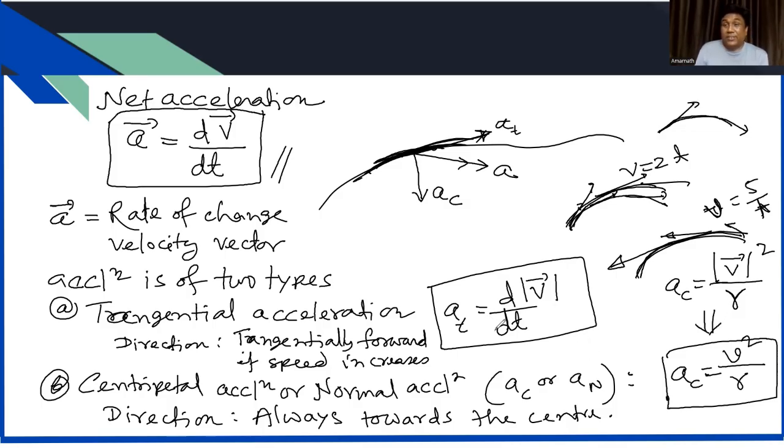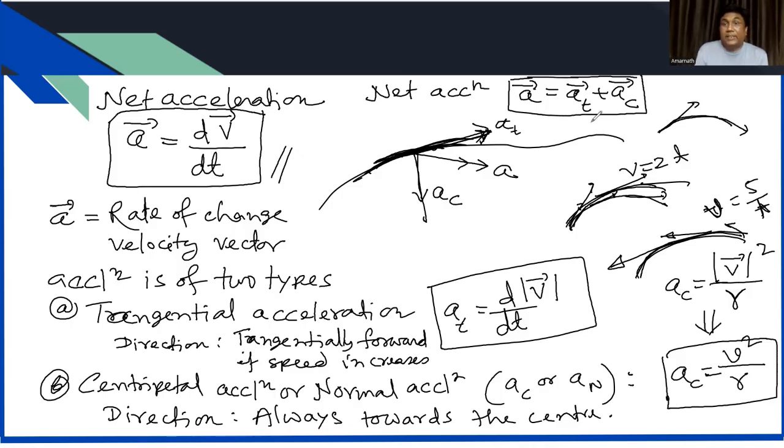And direction of acceleration, centripetal acceleration is always towards the center, okay? So net acceleration can be written this way also. Net acceleration, A vector is equal to AT vector plus AC vector. Okay, you please write this also. Net acceleration.